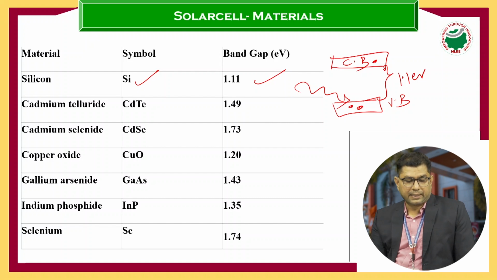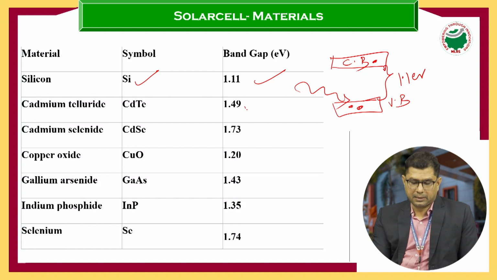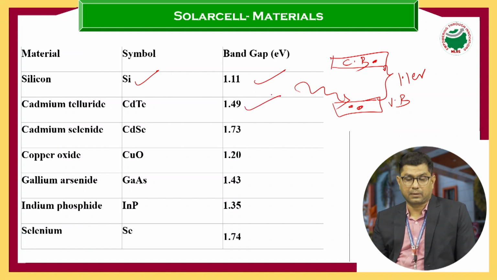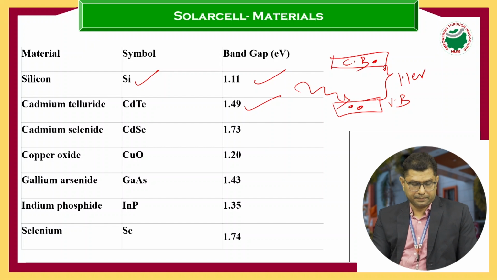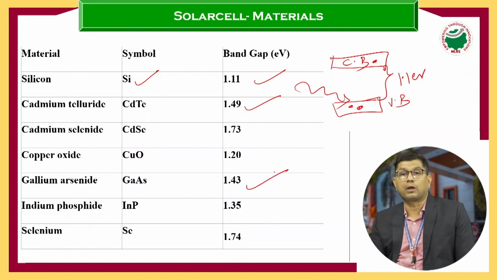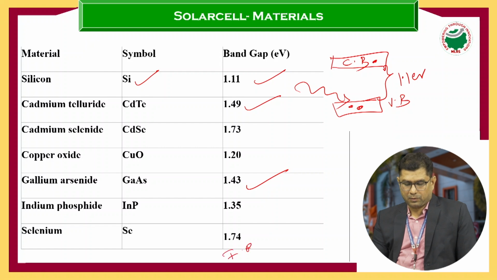If you consider cadmium telluride, here the energy gap is 1.49 electron volts. If you consider gallium arsenide, it is 1.43. Our main target is to convert solar energy into electrical energy. Solar energy is nothing but a spectrum of radiation with different wavelengths. When we consider IR, visible and UV, this is our range where we want to convert energy.